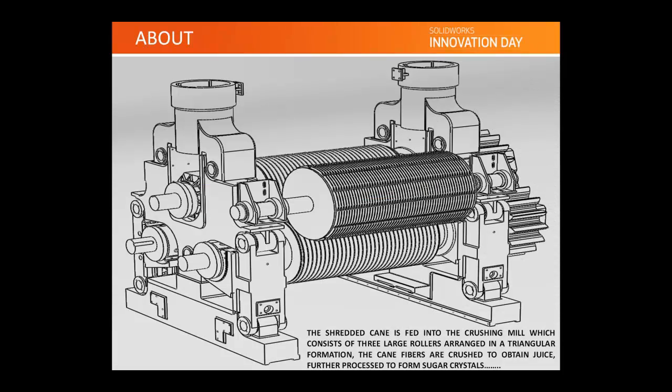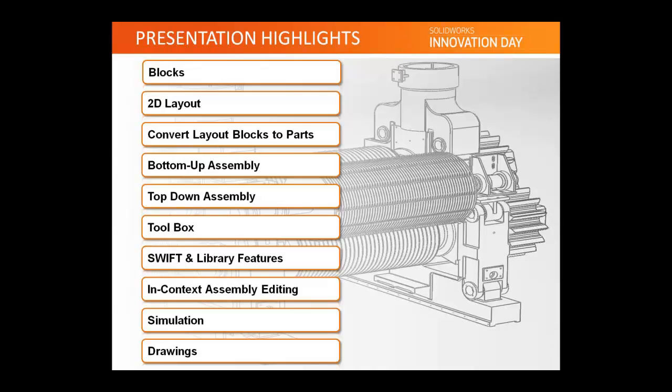Shredded cane is fed into these huge crushing mills to obtain juice, which is further processed to form sugar crystals. In our presentation, we'll see how SolidWorks will help us in designing these mills with the help of blocks, 2D layouts. Automate your design changes with the help of top-down design approach, design library, as well as validate your designs with SolidWorks simulation and ease of creating production drawings.